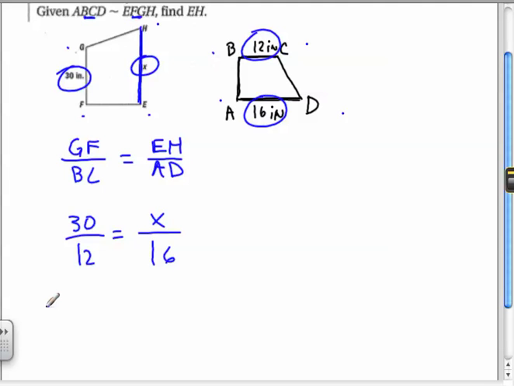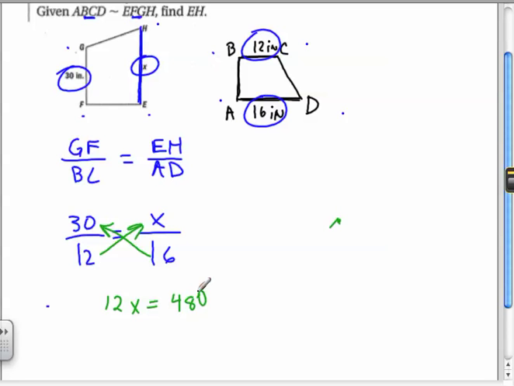Tell me what I do to solve that, Nikki. I cross multiply, so I'm going to get 12x is equal to 16 times 30. Don't tell me. 16 times 3 is 48. So 16 times 30 must be 480. Am I right there, people who have calculators?